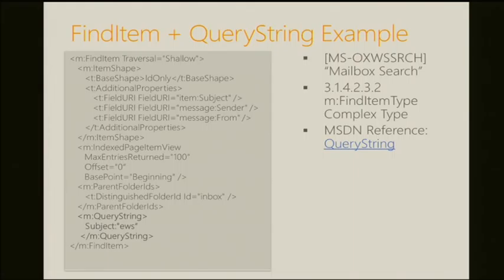So we're looking for the subject that contains EWS. In this case, what we're using is called an AQS string, and I forget what AQS stands for actually. But it's documented here. Essentially it's a set of indexed fields on a given item that you can search on. This is nice, it's very efficient, but there's a limited set of fields that you can search on.